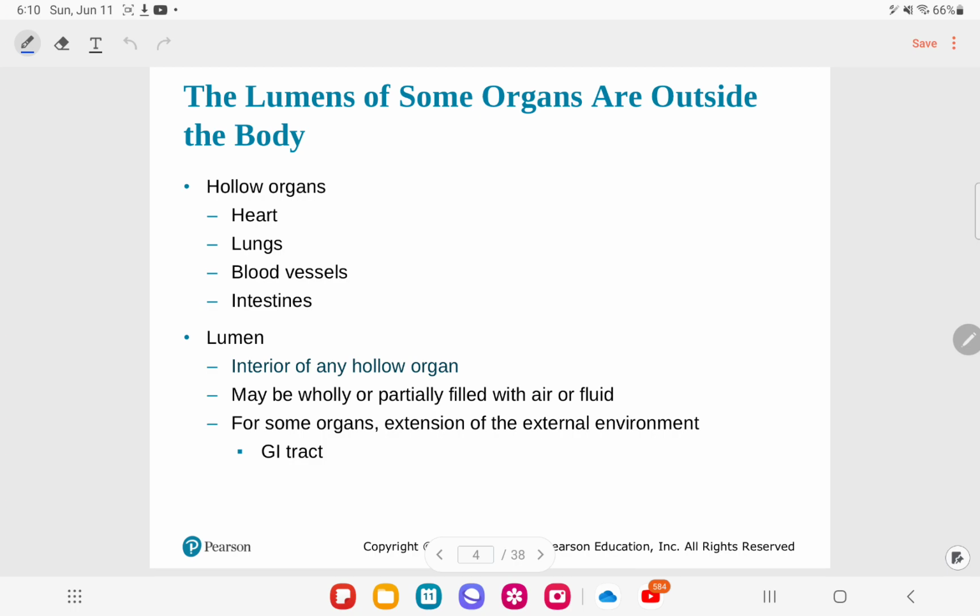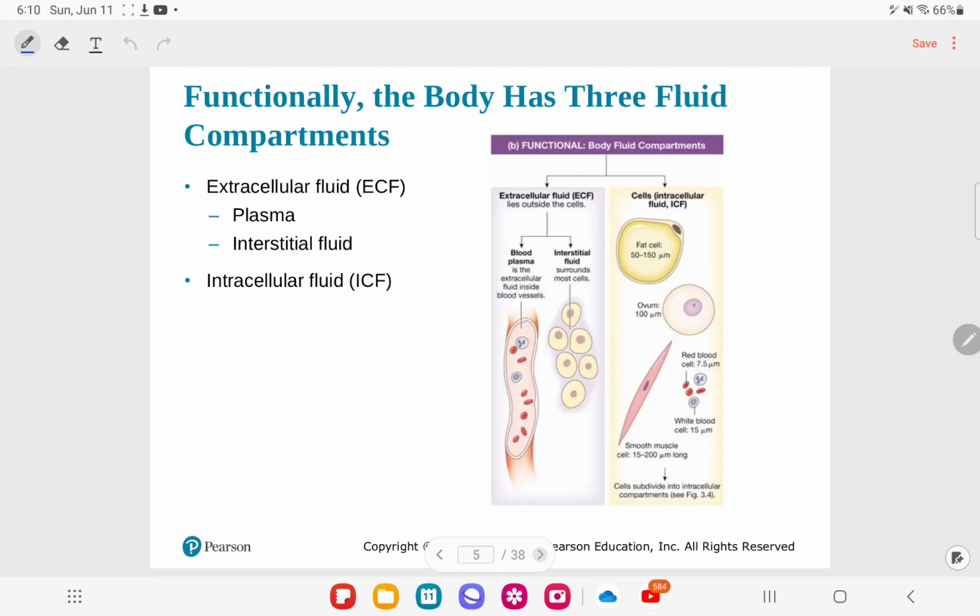And the lumen is just going to be the interior of any hollow organ. They may be wholly or partially filled with air or fluid. But like I mentioned first, some organs are really an extension of the external environment, such as the GI tract, how we have that opening from the mouth, like cheek to cheek. It's really an extension of the external environment, because what comes from the external environment gets into our body through our GI tract, and it exits through our GI tract as well.